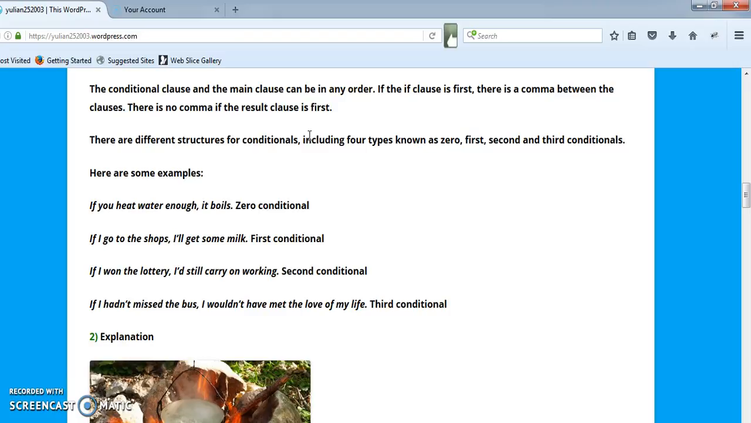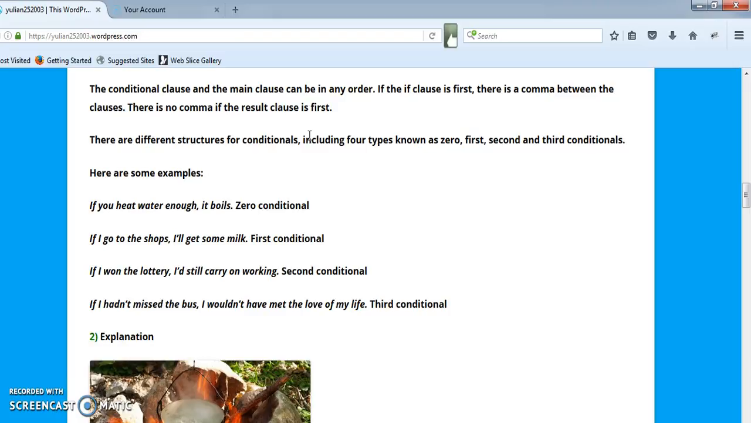If I hadn't missed the bus, I wouldn't have met the love of my life. This is the third conditional. We can see this is a little more complex. If I hadn't missed the bus, this is a past perfect. I would have met the love of my life. The verb have with the participle met and a complement, the love of my life. If I hadn't missed the bus, I would have met the love of my life.